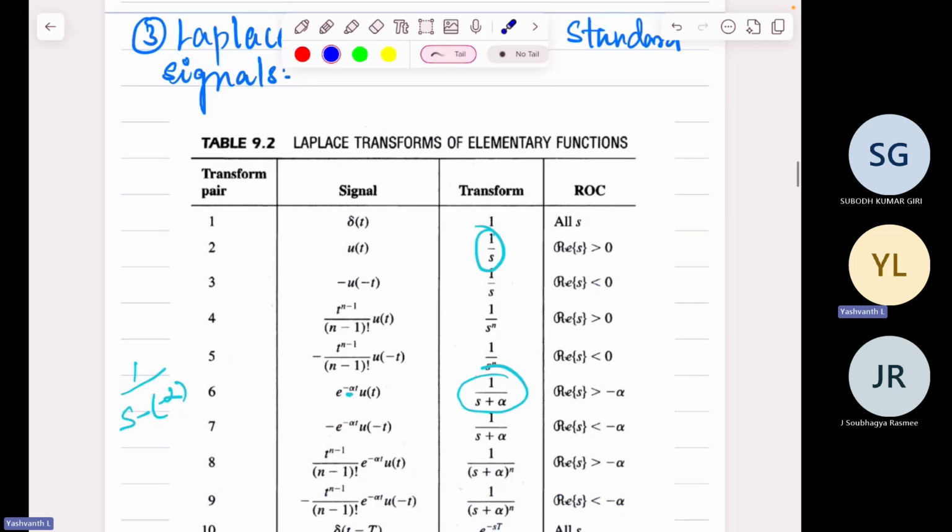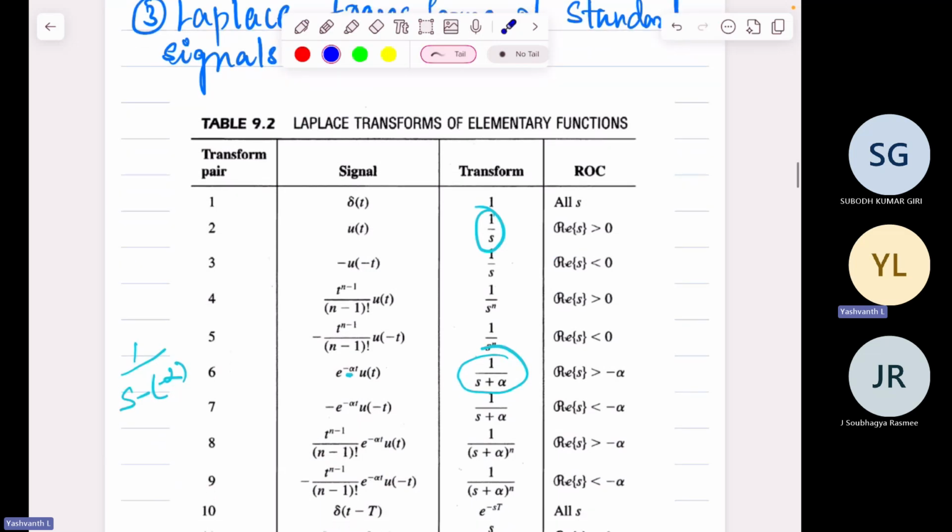Now, what are the Laplace transforms of some elementary functions? It is always good to remember the Laplace transforms of very standardly occurring signals, so that we can use them at many points in time. The first signal is delta of t, the impulse function. What is the Laplace transform of an impulse function? It is nothing but equal to 1. That is, x of s is equal to 1. And what is the ROC? For all s, that is, the entire s plane. This is your s plane, this is the j omega axis, this is your sigma axis. In the entire s plane, the Laplace transform exists, and its value is equal to 1.